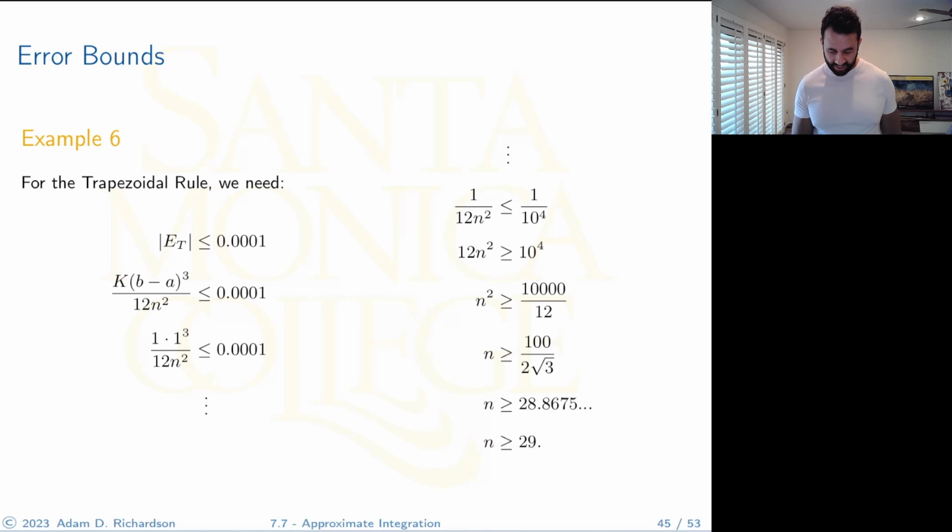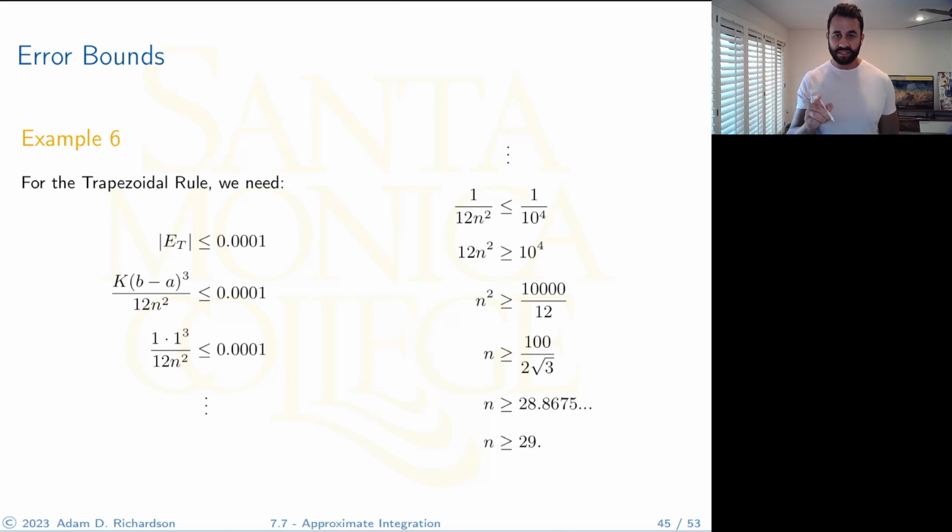Also, because we need the error to be smaller than this value, we're going to have to choose n to be the larger number. So we can't round down. We have to round up. If we round down to like 28, then we're not guaranteeing that we'll be within this bound, right? And that's because specifically we need to pick a bigger n.